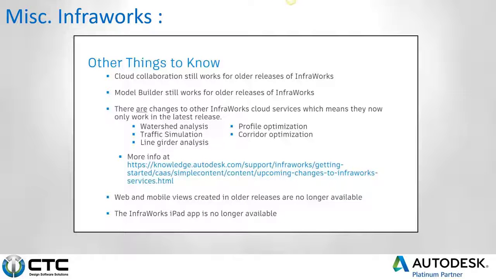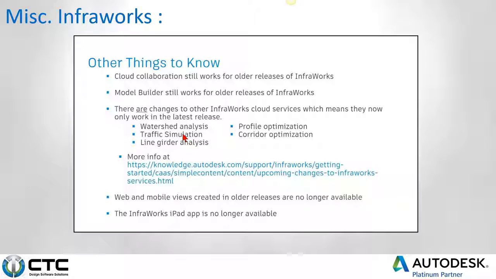Other things we need to know about the BIM 360 change. Cloud collaboration still works for older releases of Infraworks. So if I'm still running 2018.2, the way I've done it in the past is going to be the way I can still do it. As long as I don't upgrade to 2019, I'll be fine. Model Builder will use default groups in the older releases, 2018.2 and below. And so we don't have to worry about that BIM 360 if we're still in 2018.2 or older.